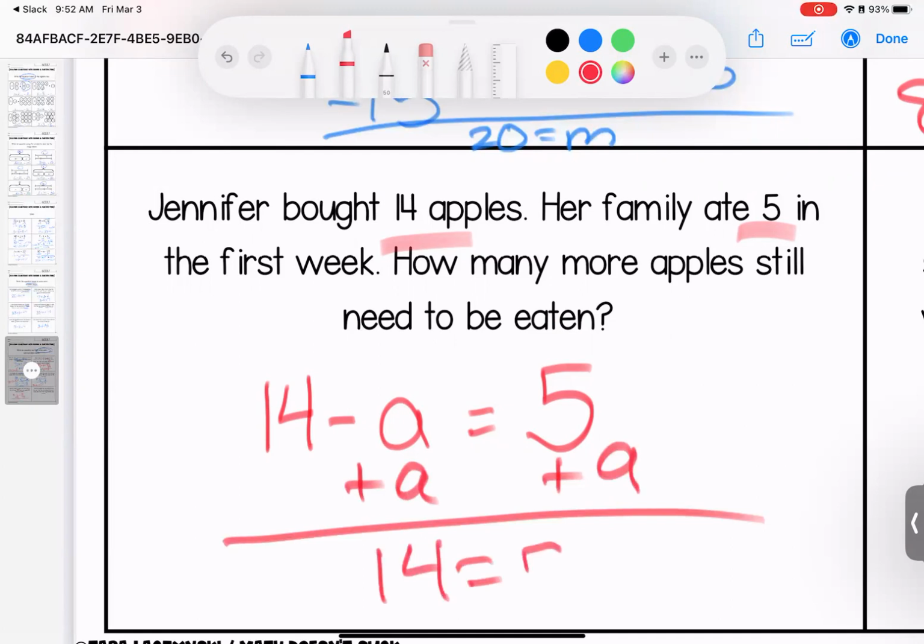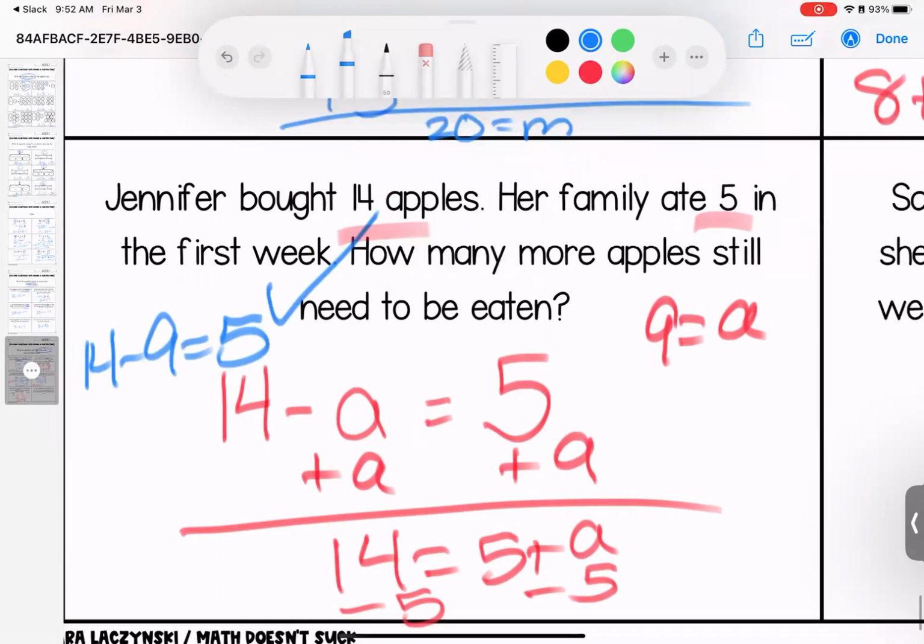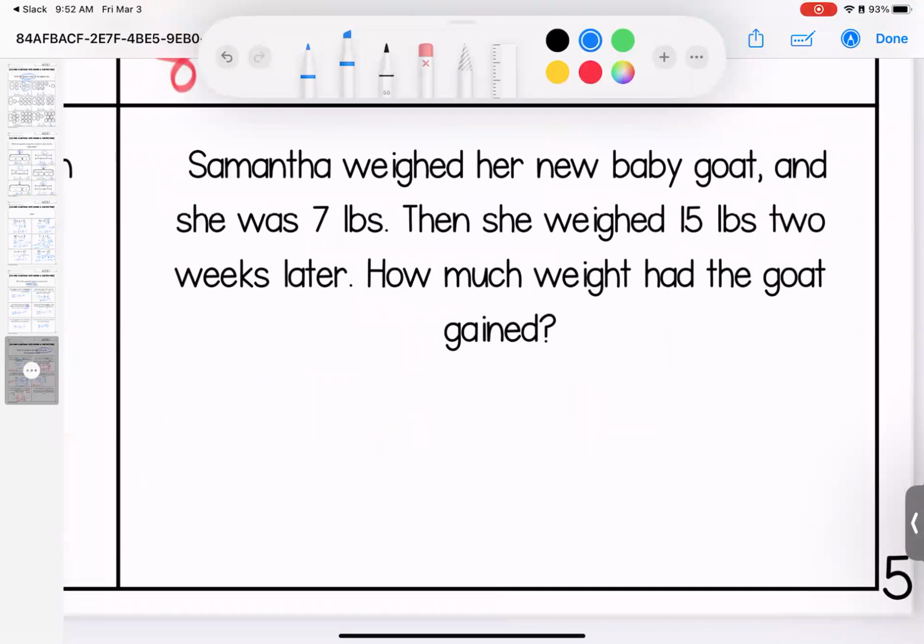So 14 equals 5 plus a, minus 5 from both sides. 9 is equal to a. I can check it by substituting 14 minus 9 equals 5. That checks out.